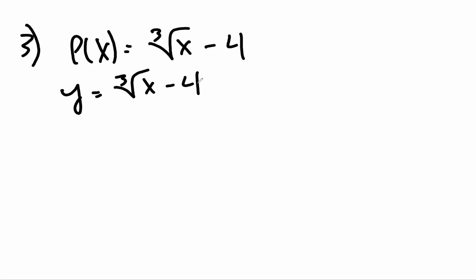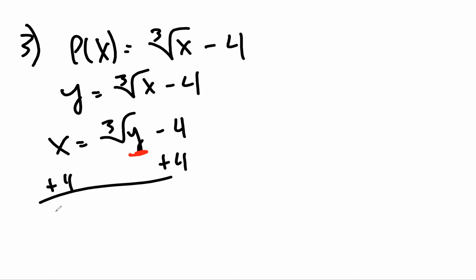And then I want to get, of course, the x and the y swapped. So I'm going to have x equals the cube root of y minus 4. And then again, my goal is to get this teeny tiny y all by himself. So in order for me to do that, I have to undo everything that's being done. So I want to add 4 first to both sides, and that's going to give me x plus 4 equals the cube root of y.